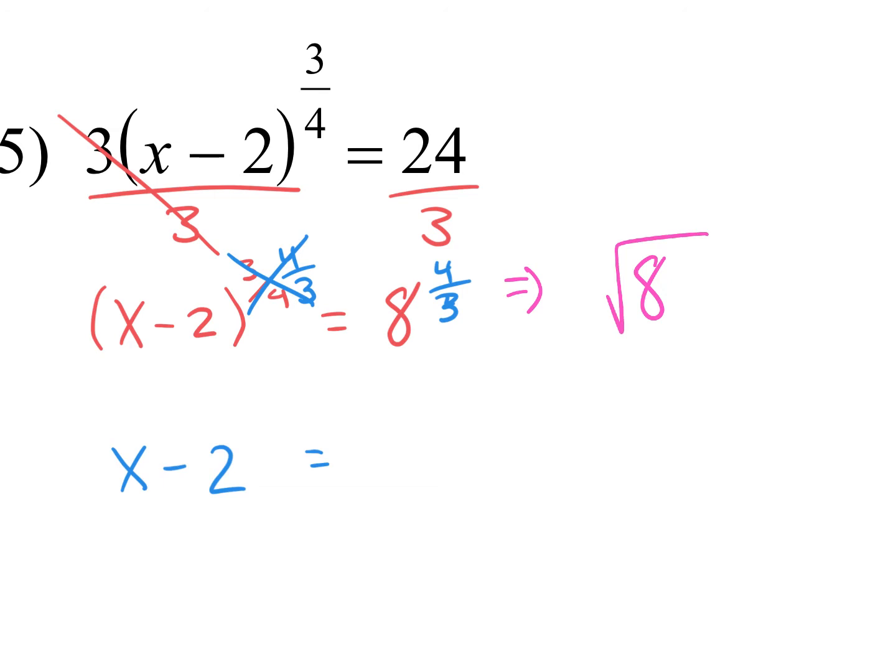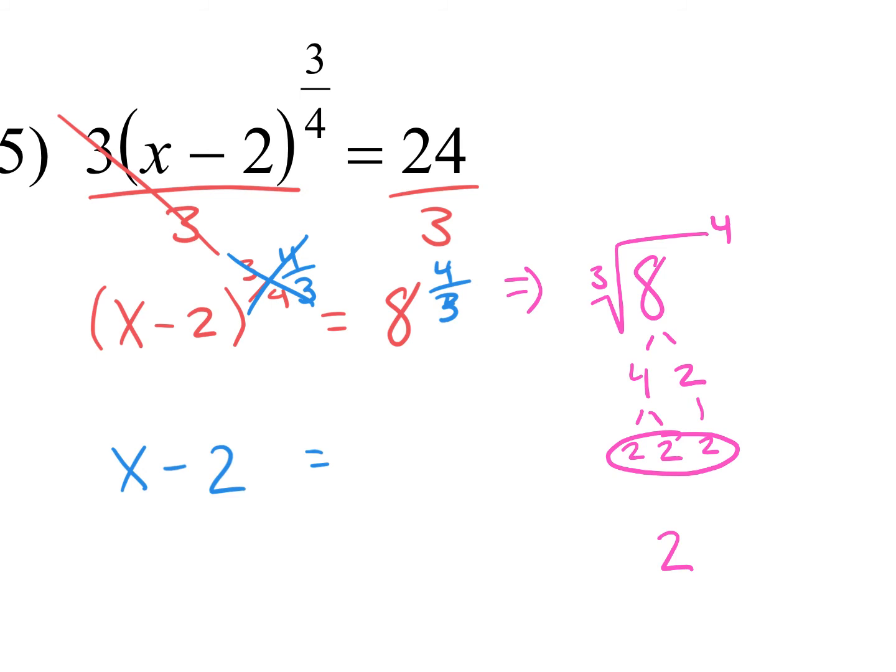What's our index? What's going to go out front of our radical here? 3. What goes up top? 4. So what are some factors of 8? 4 and 2. And what are factors of 4? 2 and 2. We want to circle groups of what? Groups of 3. So we have 3 2's. Perfect. So we can take out a 2.